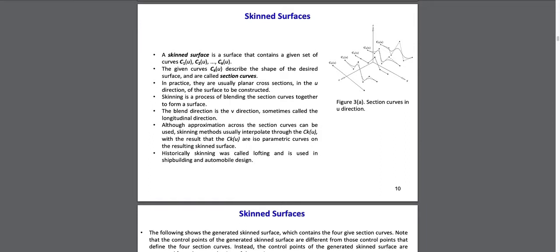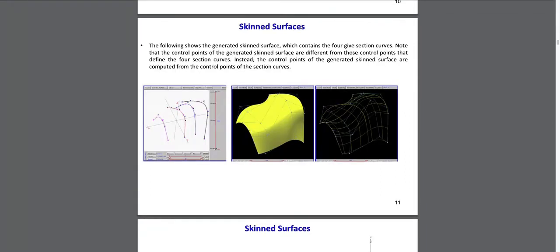Before we dive deep into skin surfaces, I want to give you a visual representation of how skinning looks. Here is an example with some curves. It appears as if I placed a sheet and covered them, and this is the resulting surface formed, but it is not formed by placing another curve. We are actually generating this by interpolating these section curves. So this is the idea behind skinning.